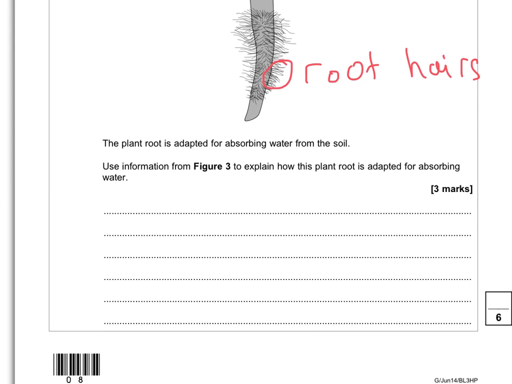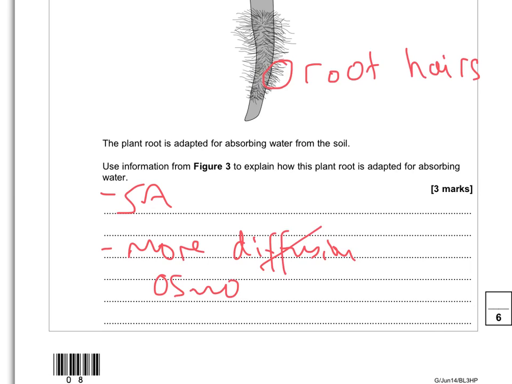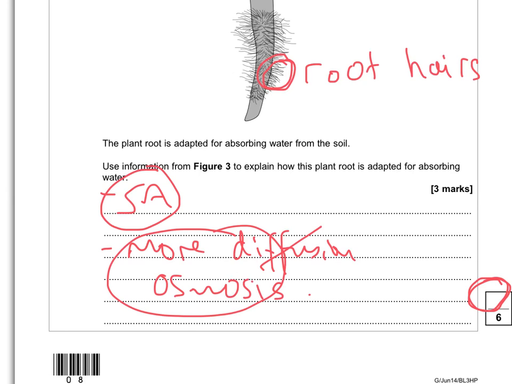1 mark if you've mentioned that that increases the surface area of the root. 1 mark if you've mentioned that that means that there will be more diffusion or osmosis into the root. And as we're talking about water, I'd prefer that you said osmosis, but diffusion is allowed on the mark scheme. A rare moment of generosity there. Okay, so the 3 marks: 1 for mentioning that there are many root hairs, 1 if you've mentioned that these increase the surface area of the root, and 1 if you've mentioned that this results in more osmosis of water into the root. Okay, so a mark out of 6 for that question, please.